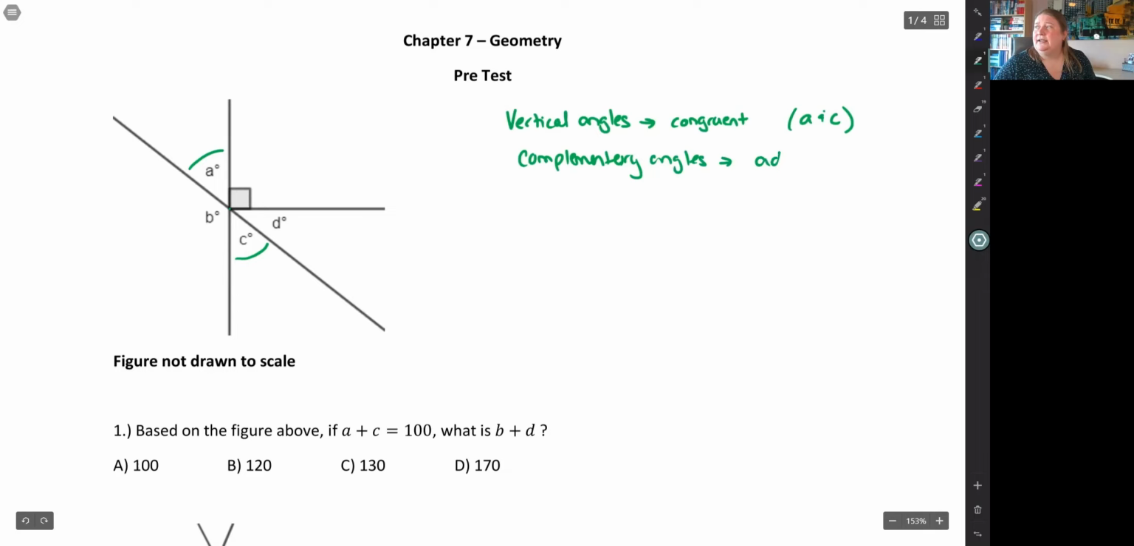And they add up to 90. So you can see here this right angle shows us that we have some perpendicular lines. And so C and D together is sort of the other half of those perpendicular lines. So these guys are going to add up to 90 degrees. They're complementary angles.